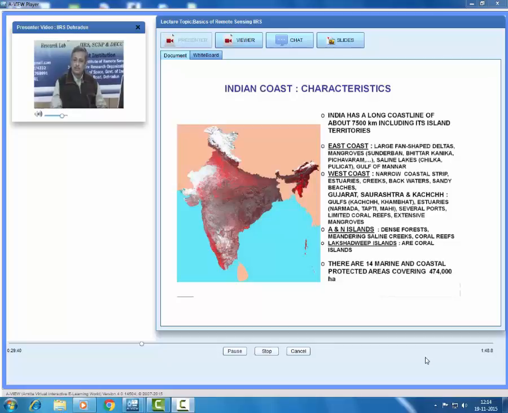In the west coast, there is a very narrow coastal strip, but we have good estuaries, like Sabarmati, Mahi, Narmada. Several ports. We have two major gulfs, Gulf of Khambhat and Gulf of Kutch. We have limited coral reefs. Also, we have good mangroves in the west coast as well. Andaman Nicobar Islands, very dense forest, corals, mangroves, meandering saline creeks. Lakshadweep Islands, mainly corals in the form of atolls. And also we have 14 marine and coastal protected areas in the Indian coast.